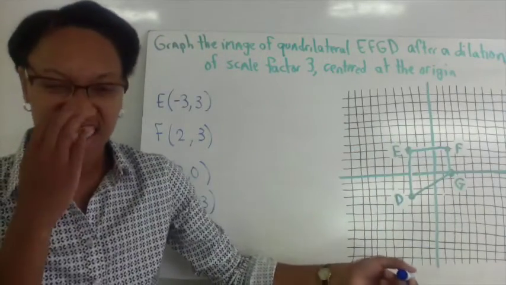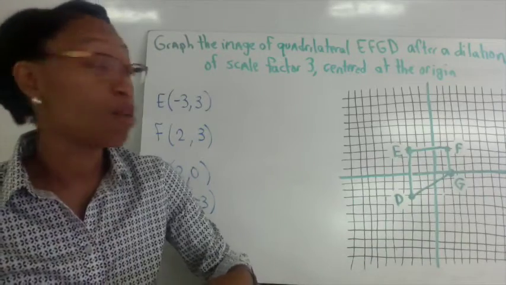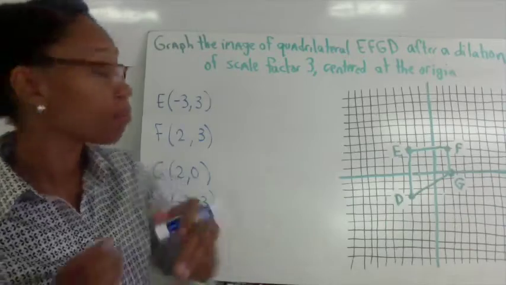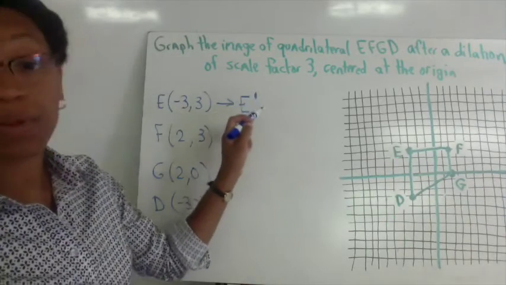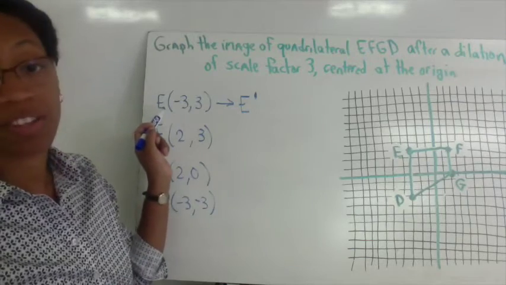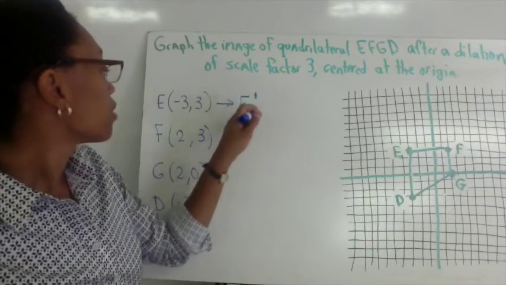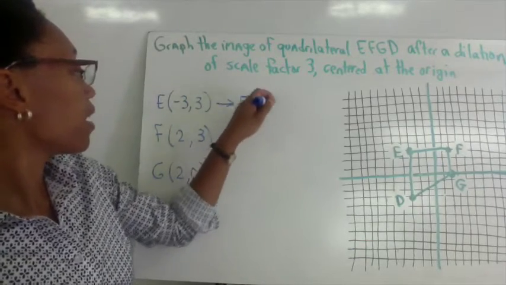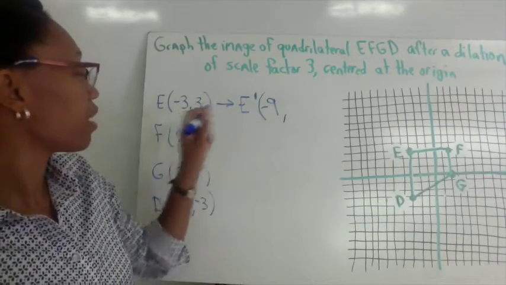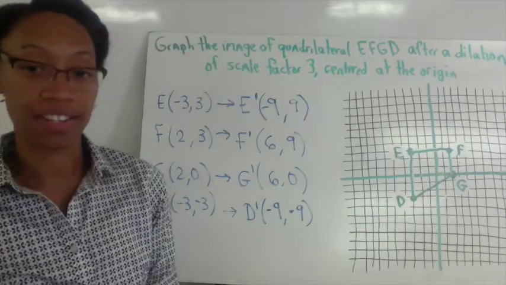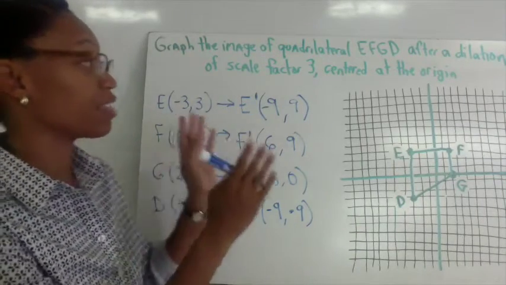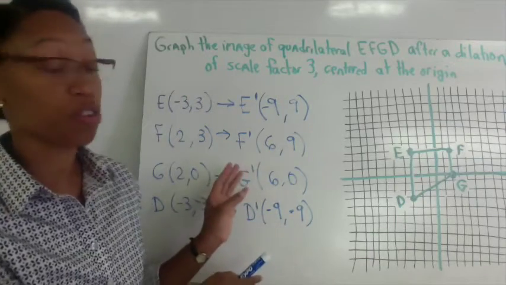And now we just need to take each of these points and multiply both the x value and the y value by 3. The new point will be E prime. We use this prime to represent the image and the letter itself to represent the original. So -3 times 3 is -9, and 3 times 3 is 9. Great. So multiplying each of these numbers by 3 gives us our new shape after the dilation.